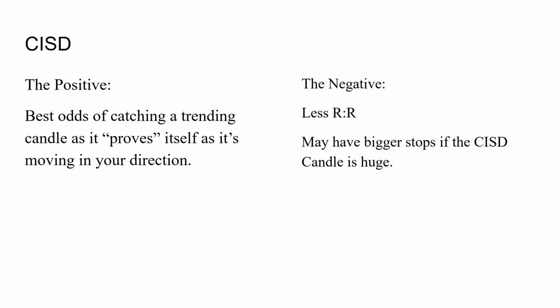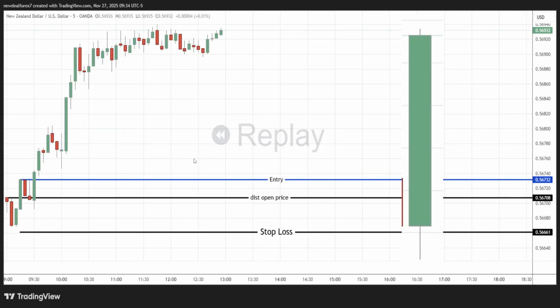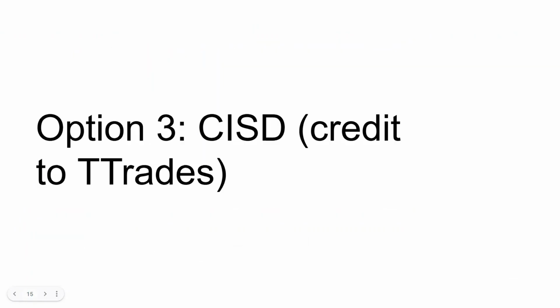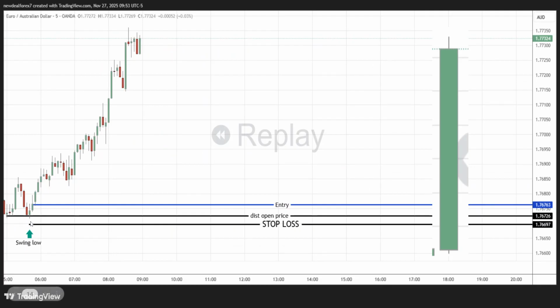And you may have bigger stops because the change in state of delivery candle might be huge. What do I mean by that? See how this candle right here closed just barely above it? But there'll be times where you'll have a candle that will create a low, and then the change in state of delivery could be all the way up here, right? Your stop loss ideally should go below the candle's low, but that would create a bigger stop loss and just more risk to reward.